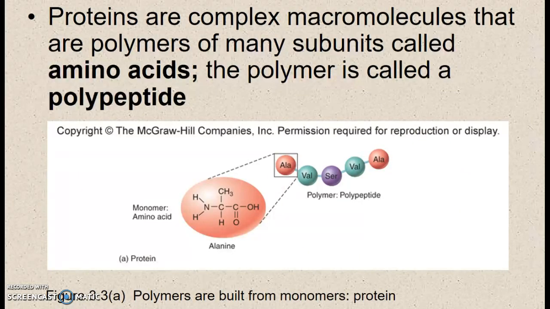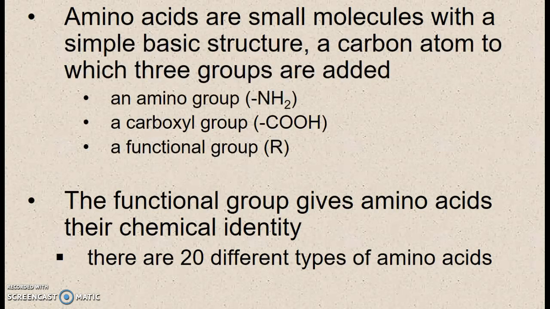Okay, so we're going to just launch into proteins. Proteins are complex. The monomers of proteins are called amino acids. A polymer or a chain of amino acids is called a polypeptide. So that's the polymer for proteins. This is just showing a chain of different amino acids. And I'm going to show you the parts of an amino acid. And this is going to be another takeaway for each of these classes of molecules, is to know the parts of each type of monomer.